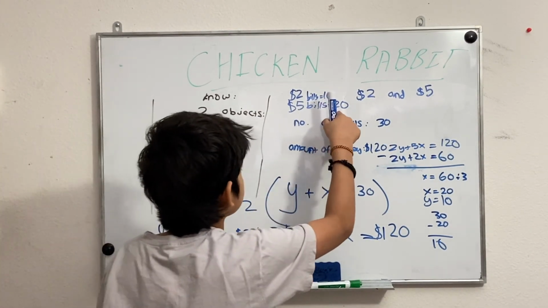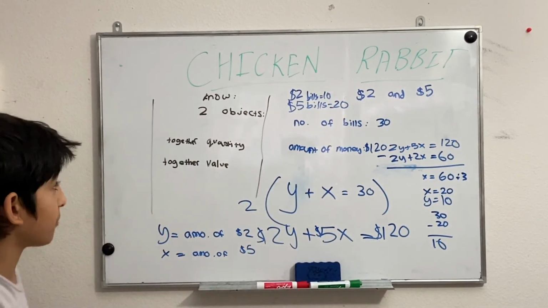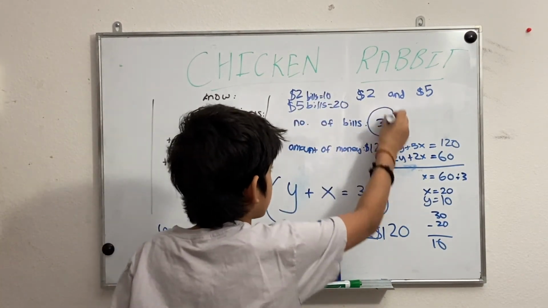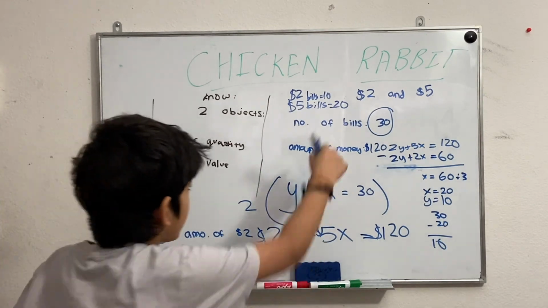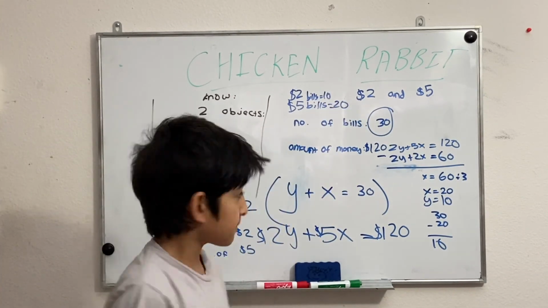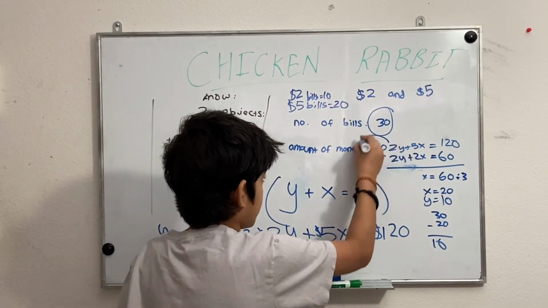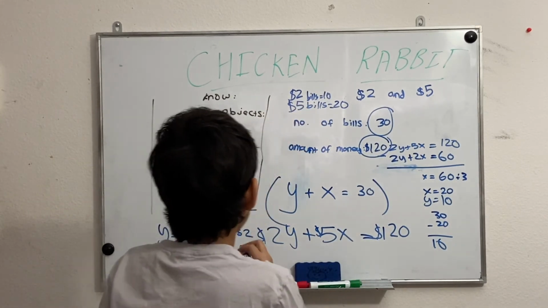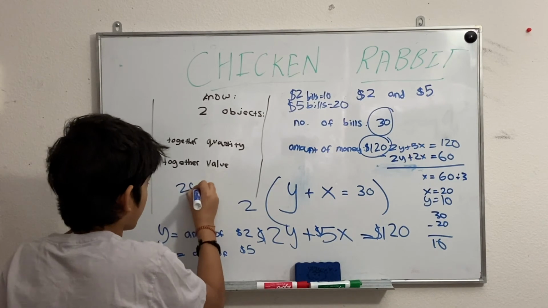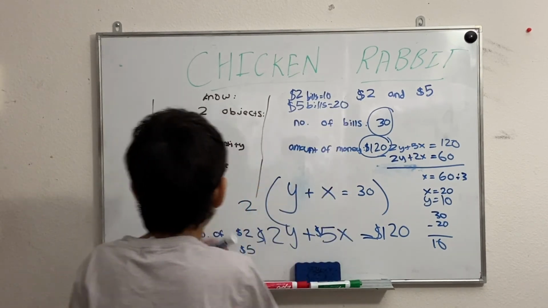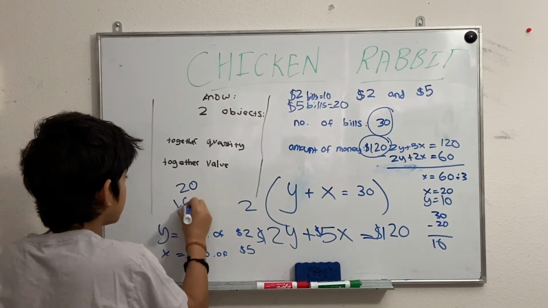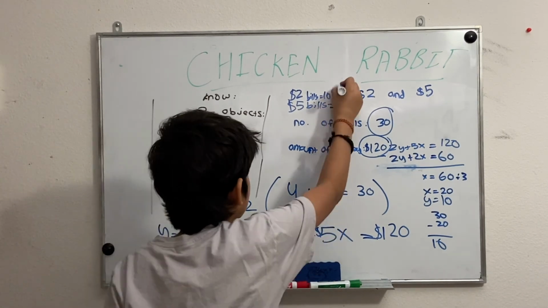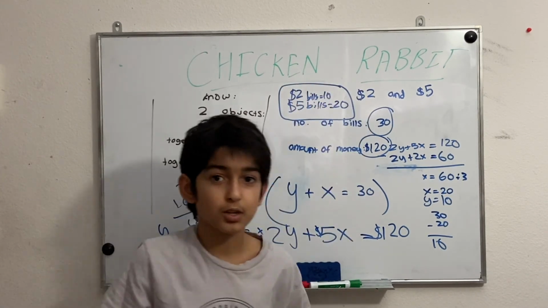Okay, but we can even recheck this. What we have to do, 10 plus 20 is 30, which is right here. So our first object is correct. Now our second, 120. Okay, let's check. We have to do 2 multiplied by 10, which is equal to 20. And then 5 multiplied by 20, which is equal to 100. If we add these, we get 120, which is what we want. So that means this is correct.